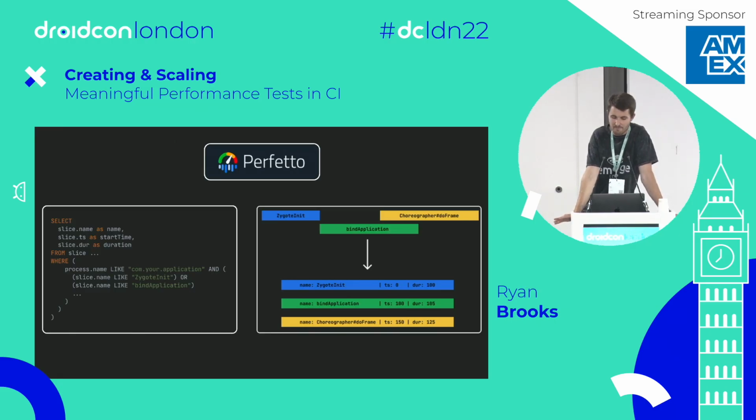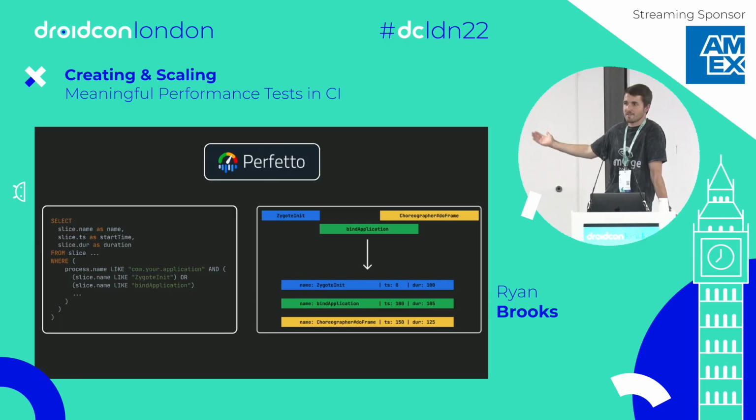A simple example here shows us querying what's called a slice in Perfetto. There are a few slices specifically that this query pulls out, and this assembles what we declare a startup time to be. The query on the left selects your application's process and queries the Zygote init, which is the process start, the bind application, which is where your onCreate occurs, and then the first frame. So this would be time to first frame.